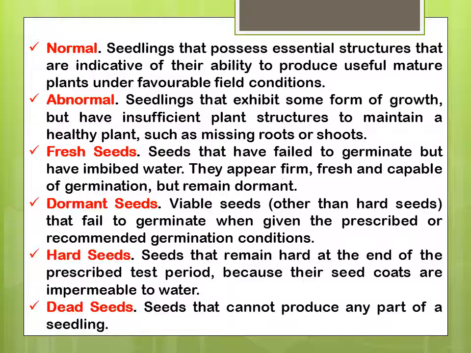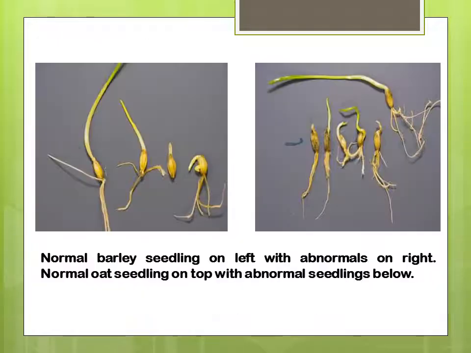So it may be normal, it may be abnormal, it may be fresh seeds, it may be dormant seeds, it may be hard seeds, and it may be dead seeds. These are the different categories after testing. You can see here two photographs. In one, the seeds are healthy, and in the second, maybe the seeds are abnormal.